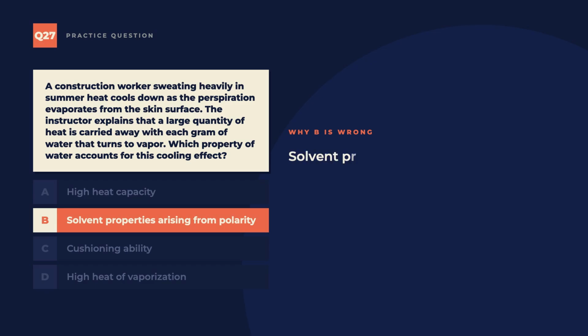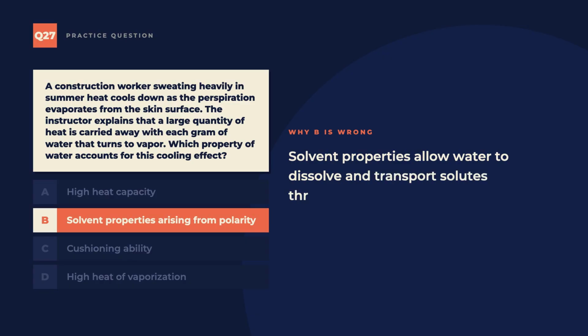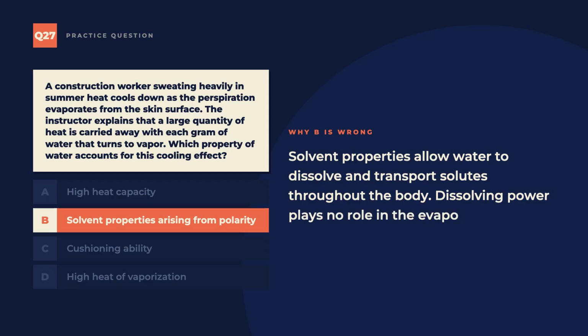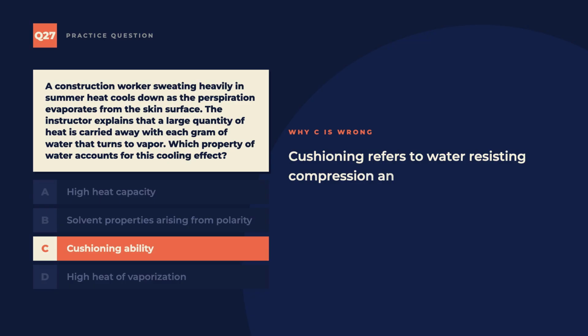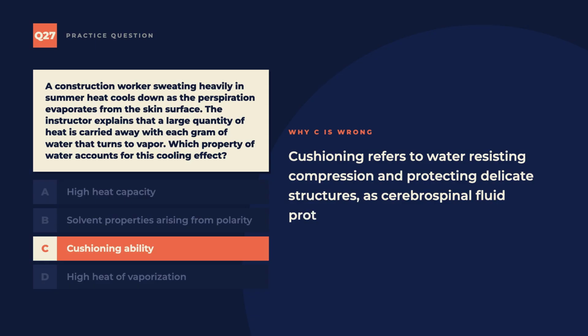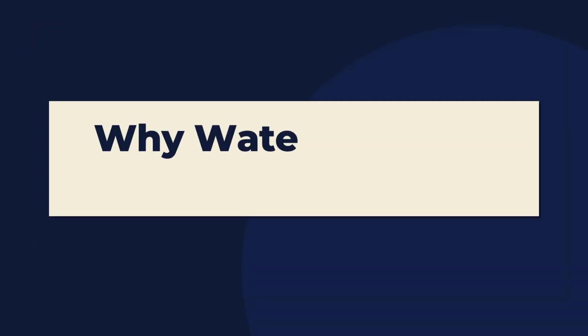B is wrong because solvent properties allow water to dissolve and transport solutes throughout the body. Dissolving power plays no role in the evaporative cooling described. C is wrong because cushioning refers to water resisting compression and protecting delicate structures, as cerebrospinal fluid protects the brain. It is a mechanical property rather than a thermal one.